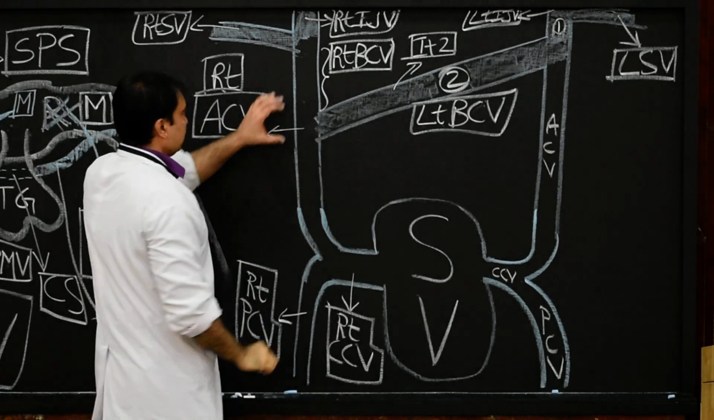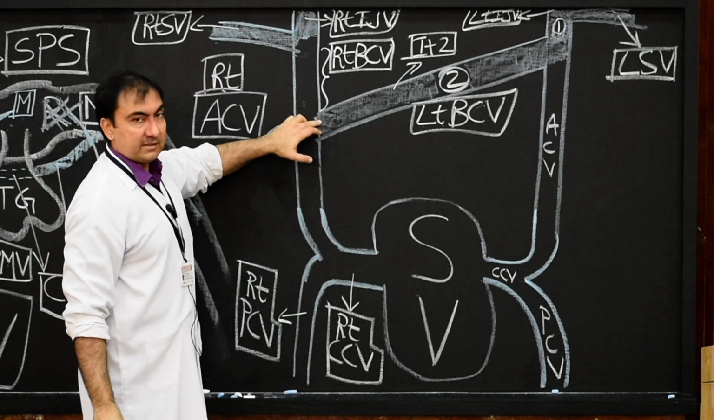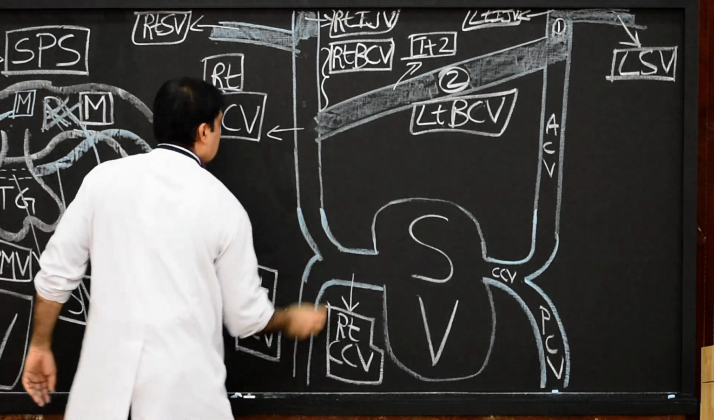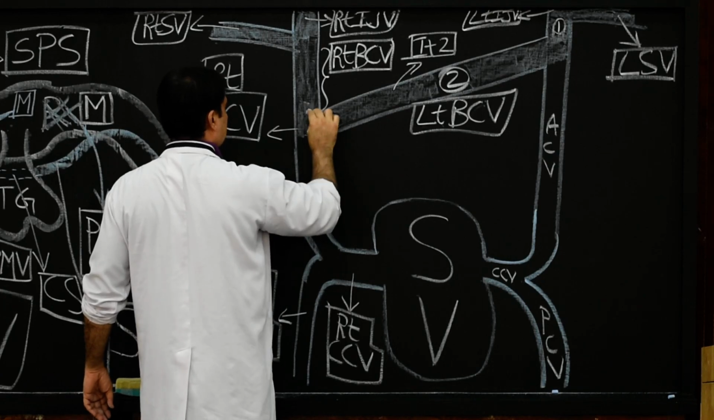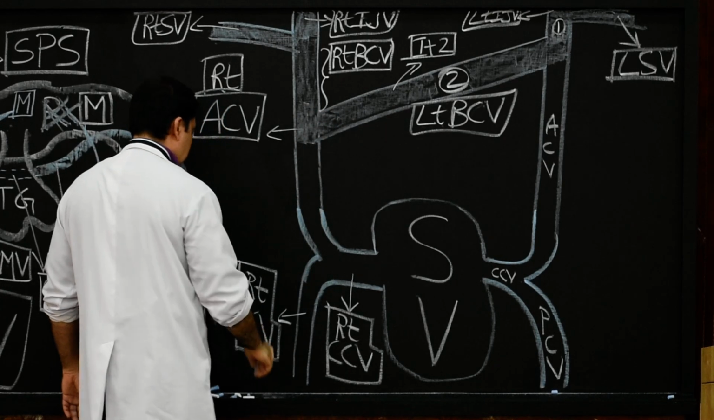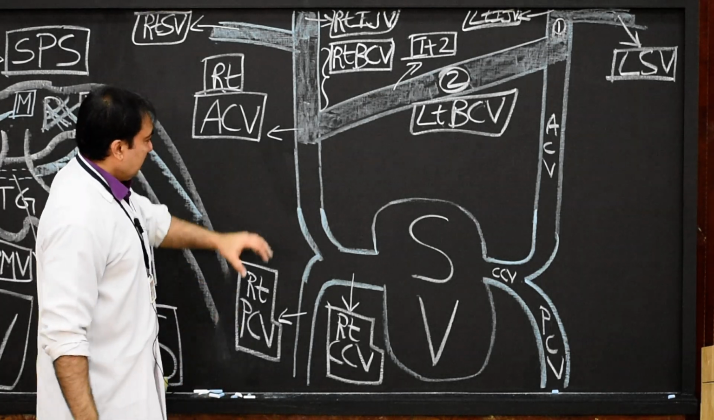The portion of right anterior cardinal vein between the opening of subclavian and oblique anastomosis, so therefore here also we will color it. This will be known as the right brachiocephalic vein. Now we come to the superior vena cava.